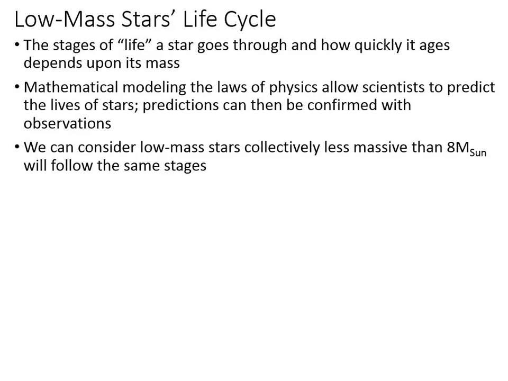So for this discussion, for most discussions, I'm going to go with 8 times the mass of our sun. 8 solar masses, that's the cutoff point. Anything less than 8 solar masses is a low mass star. Anything heavier than 8 solar masses is a high mass star. Okay?